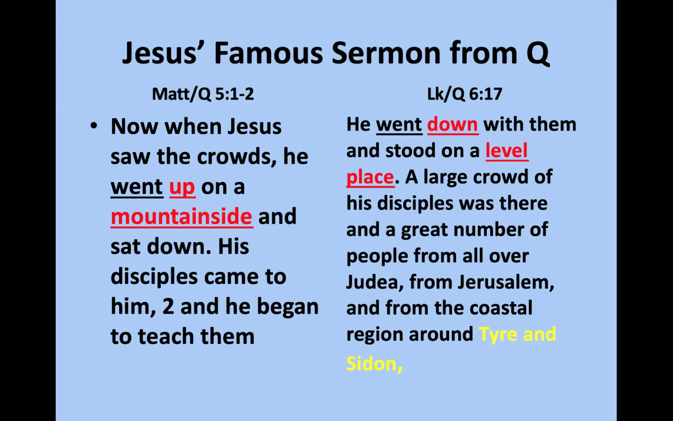So now when Jesus saw the crowds, he went up on a mountainside and sat down. His disciples came to him, and he began to teach them. We just look at the first couple of verses. Notice Luke's version. Jesus went down, not up, with them and stood on a level place, on a mountainside. And a large crowd of his disciples was there, and a great number of people from all over Judea and Jerusalem and from the coastal region around Tyre and Sidon. Now, so essentially, we're dealing with this Q material that both Matthew and Luke are already redacting.